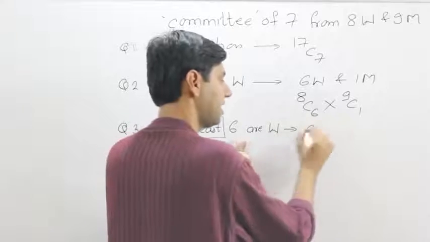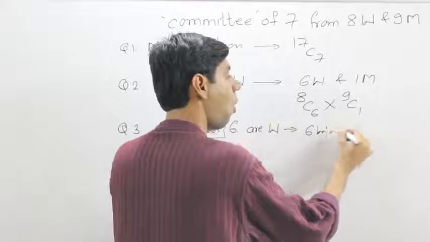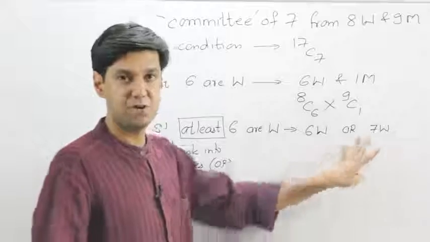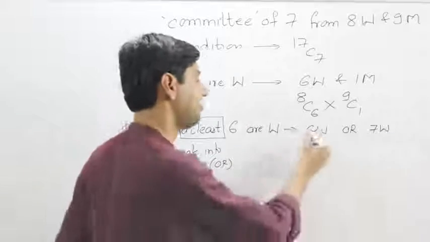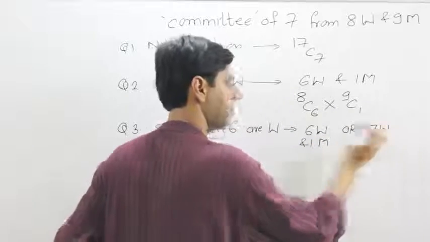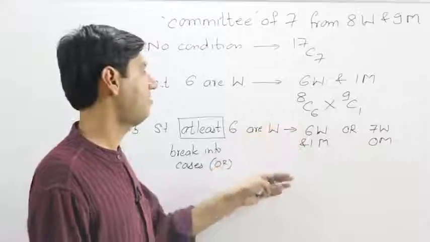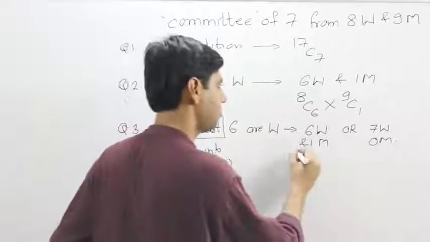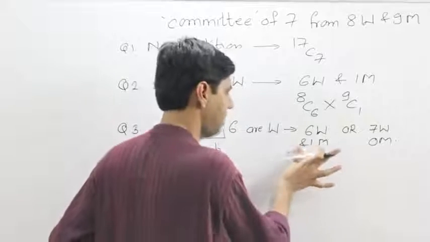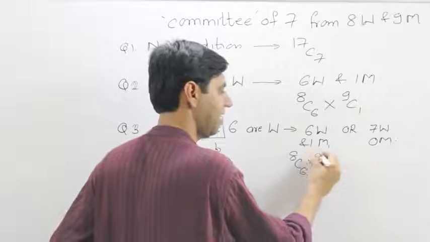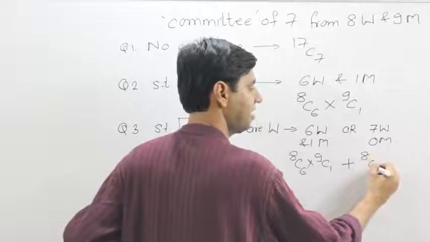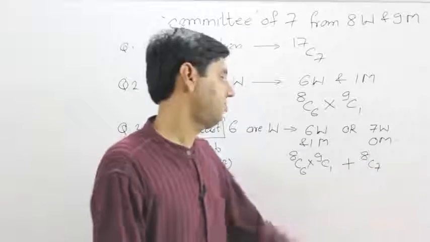So start with 6, at least 6. So that means there could be 6 women, or there could be 7 women. There couldn't be more than them because the committee is that of only 7 members. If there are 6 women, there also needs to be 1 man out over here. Here there would be no men. So in how many ways can I select 6 women and 1 man? That I've done as the question number 2. So out of 8 women, select any 6, out of 9 men, select any 1. Or means an addition, out of 8, select any 7. 9C0 is 1 itself, so we'll leave it out over here.